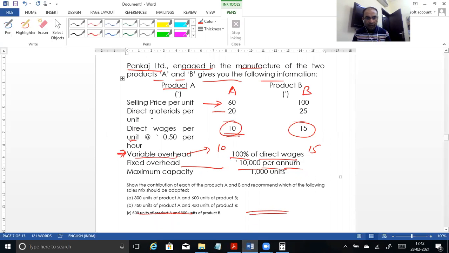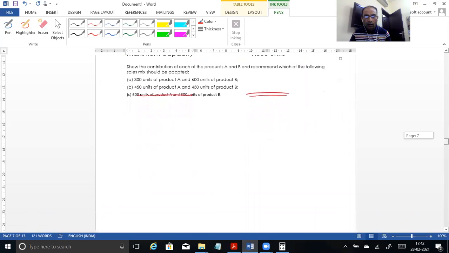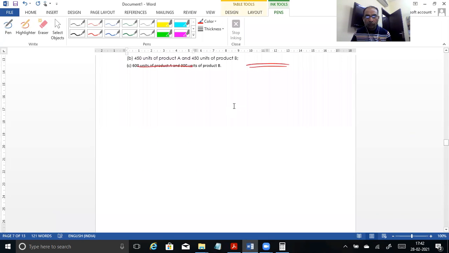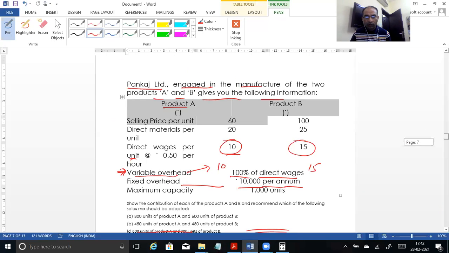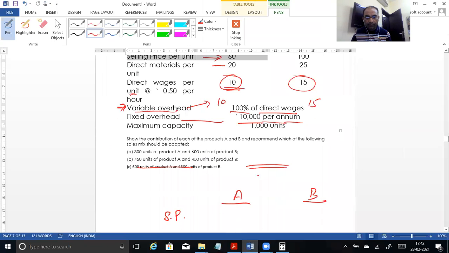So they are saying show the contribution for each of the product A and B. So let us check which product is having higher contribution. There are two products, as you can see. One is product A, one is product B. So how to calculate, as we have our format. First of all, we'll write here selling price. Selling price is given to you in the question. You can see 60 and 100. So 60 for A, 100 for B.